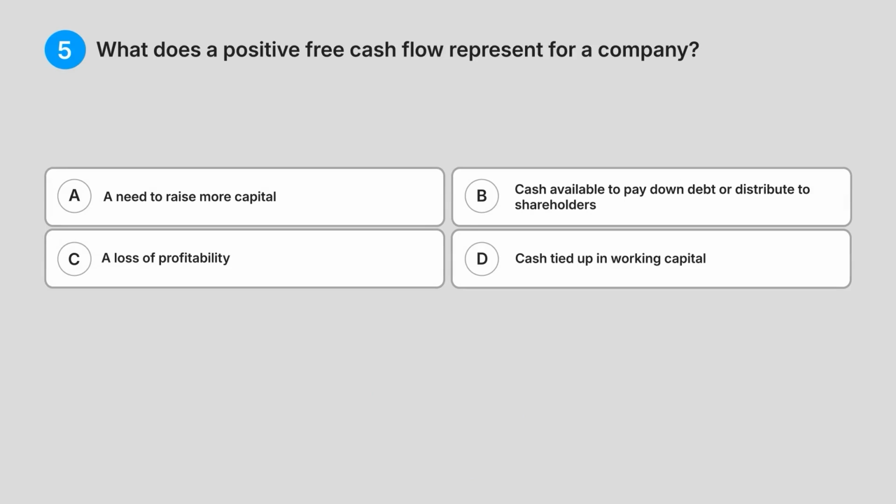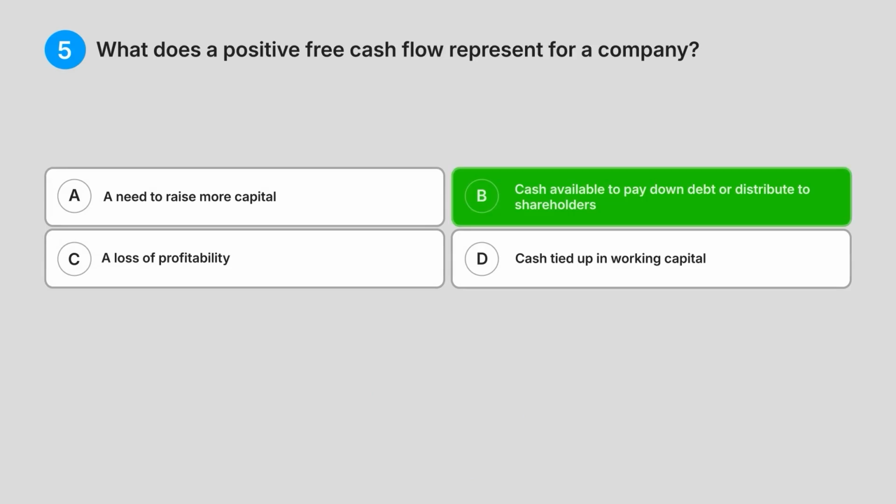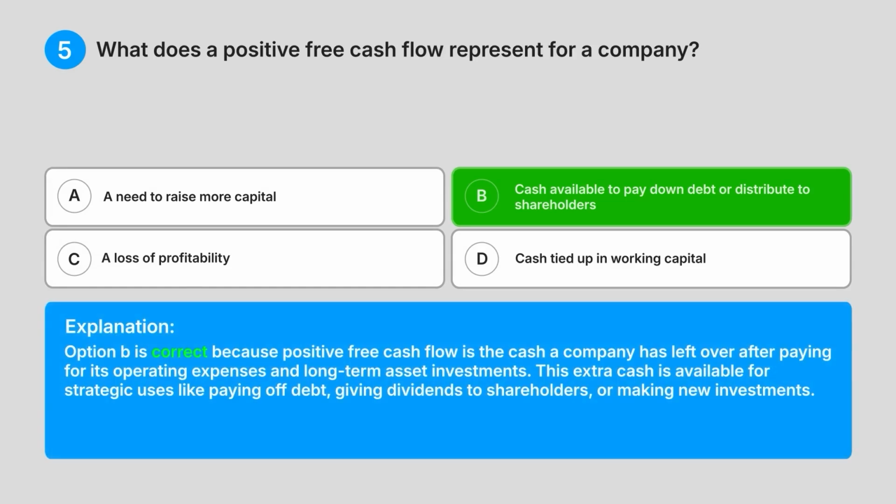Correct answer. B. Cash available to pay down debt or distribute to shareholders. Explanation. Option B is correct because positive free cash flow is the cash a company has left over after paying for its operating expenses and long-term asset investments. This extra cash is available for strategic uses like paying off debt, giving dividends to shareholders, or making new investments.